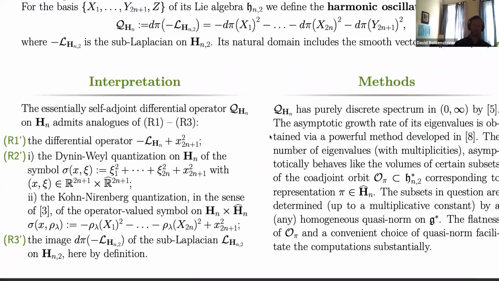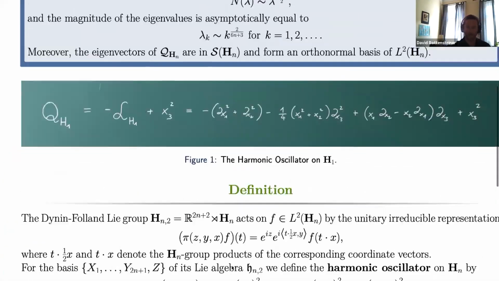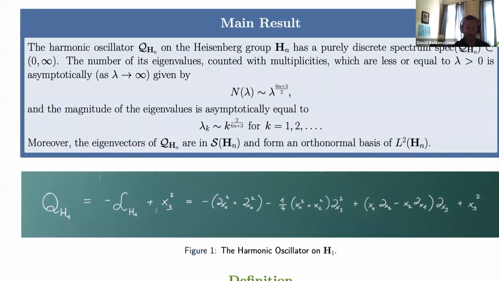It can be interpreted in the following way. First of all, it's again a differential operator given as a sum of squares, a negative sublaplacian in this case, and a quadratic potential. It's given as Dynin's Weyl quantization of the scalar-valued quadratic symbol, as the Kohn-Nirenberg quantization in the sense of Fischer and Różański of an operator-valued symbol in the same variables, and by definition as the infinitesimal representation of a negative sublaplacian. And now what's our main result? This is the operator, with the explicit formula for H_1, that is on R^3.